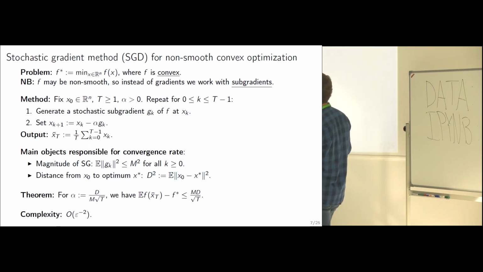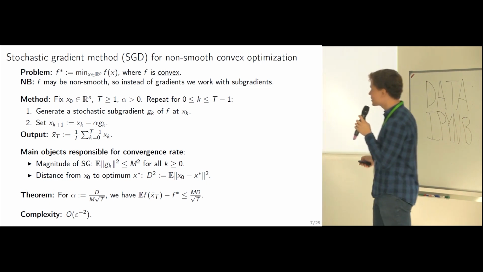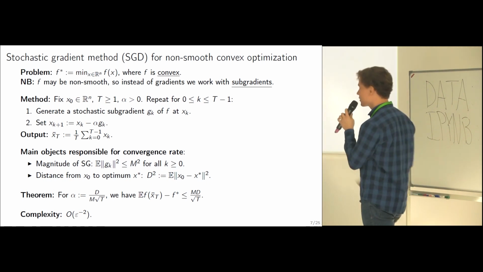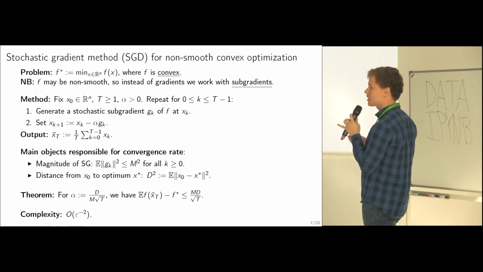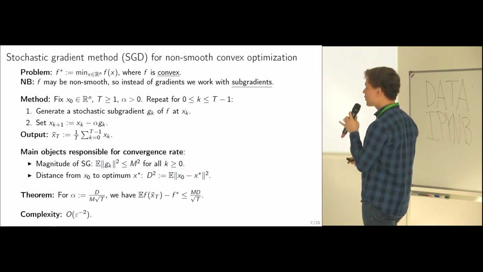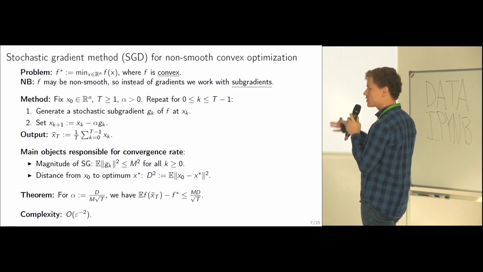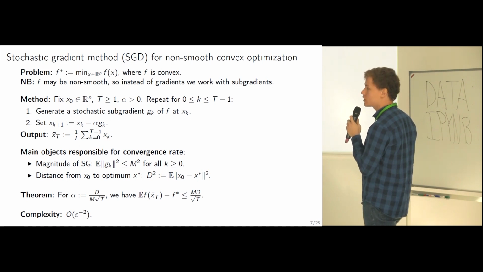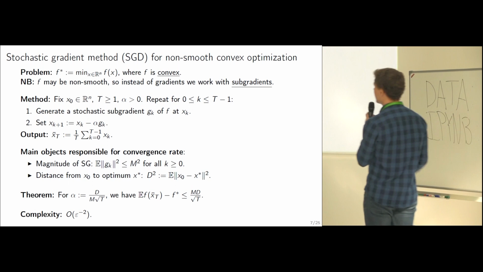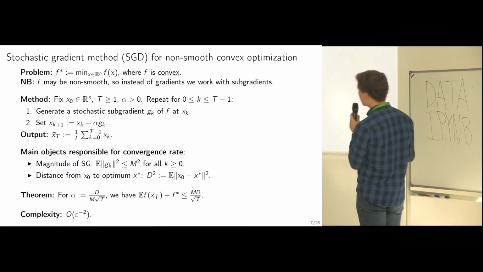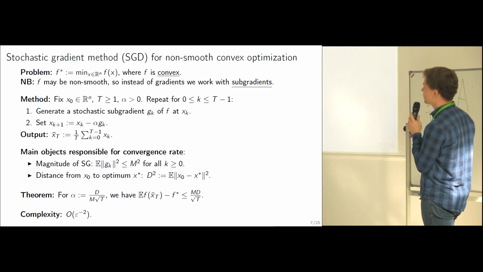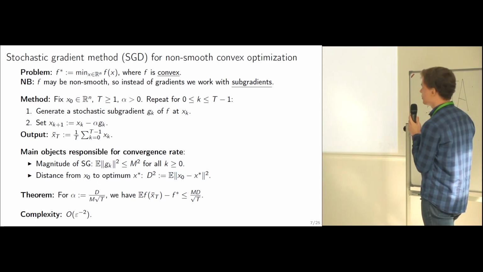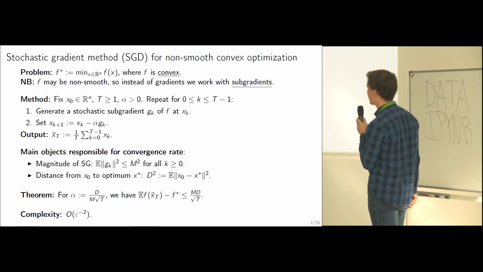This expectation is accounting for all randomness that our stochastic oracle gives us. So our method performs many iterations. At each iteration, we generate an independent random variable, right? And then we take the expectation over the whole trajectory. Well, if our initial point is deterministic, then we don't have this expectation. But if we generate it somehow, it should also be an expectation.